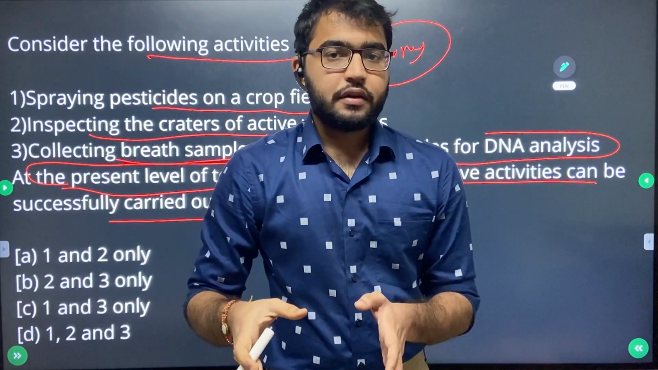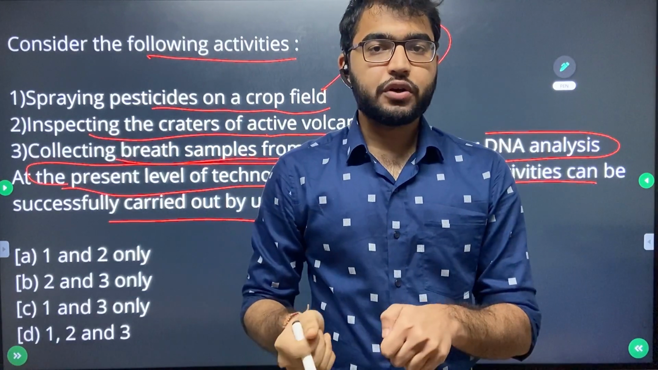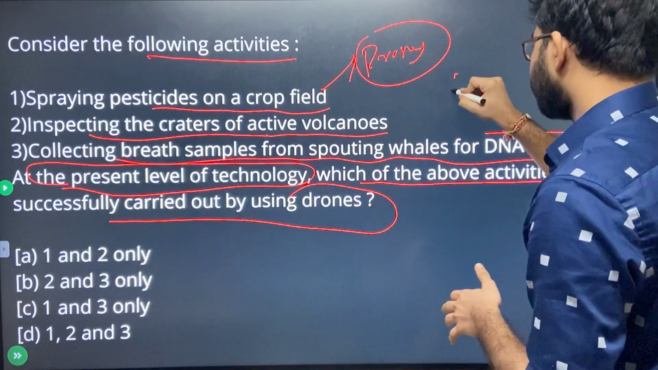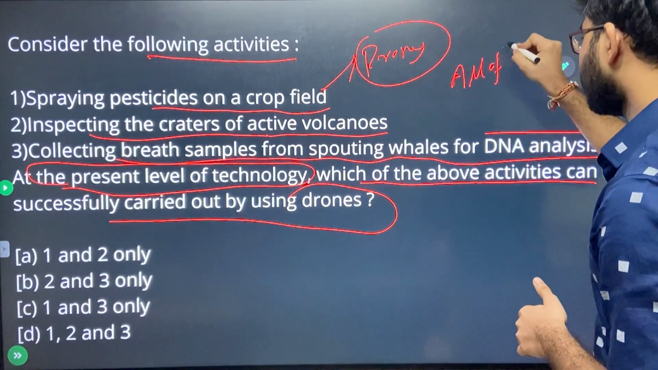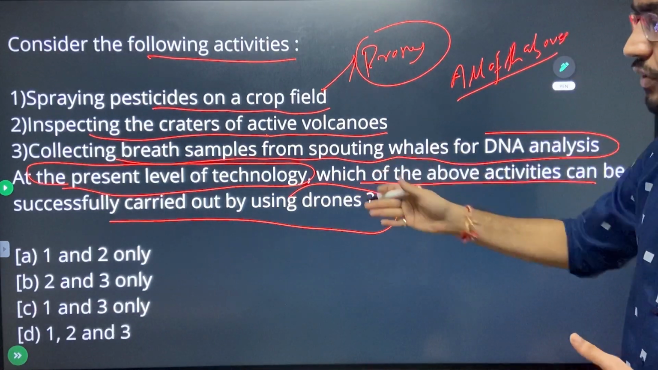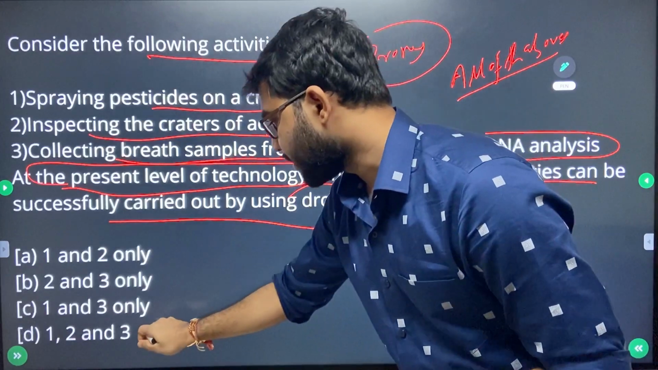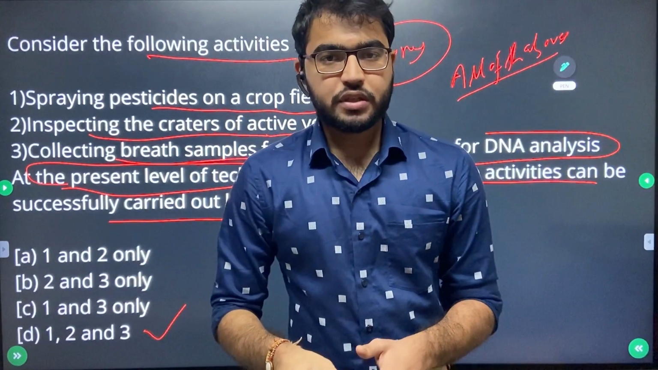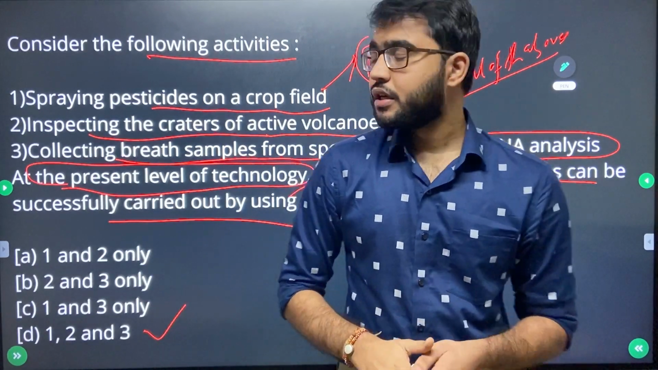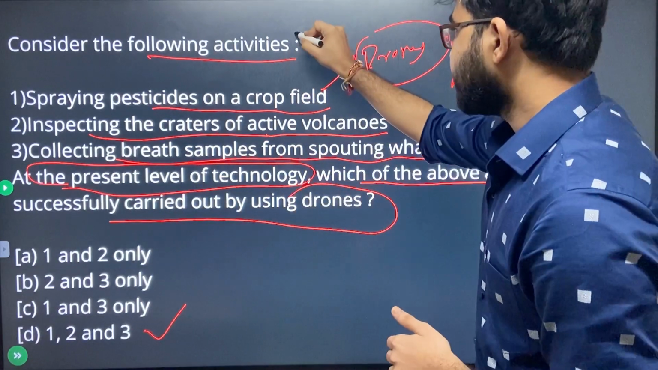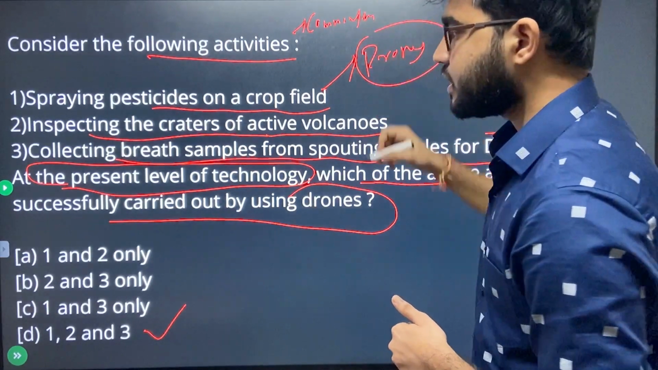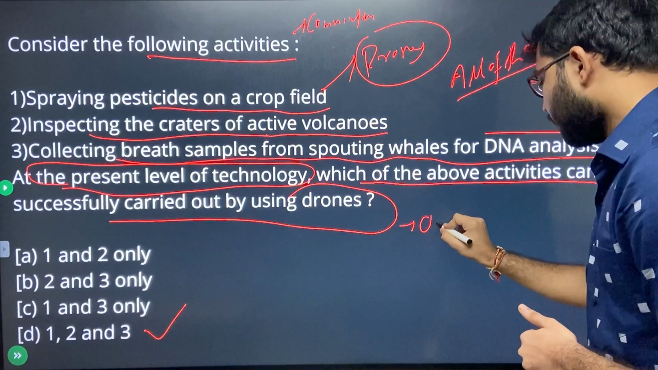When we discussed the environment questions, I told you about all of the above type of questions. Again, this question is from that category only. D is the answer. Now, even if you don't know about this, all these things you will not find in the newspapers or in the magazines. So here you have to apply common sense, and you should not overthink.